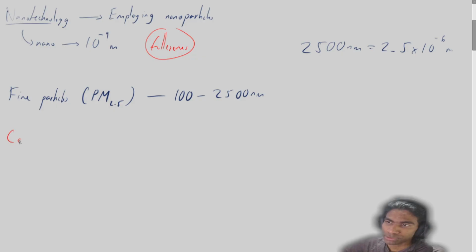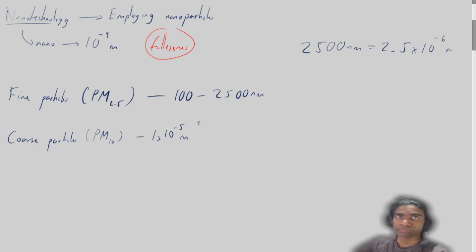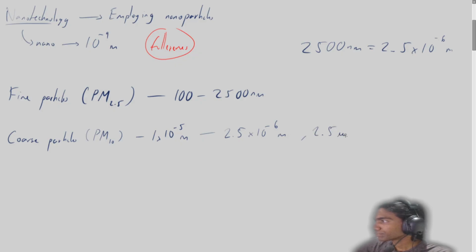And then you could also have coarse particles. And coarse particles are classified as PM10. Okay, and these would have diameters that are between 2.5 times 10 to the minus 6 meters, so that's 2.5 micrometers, and 1 times 10 to the power of minus 5 meters, and it varies, I suppose, to a larger number. Okay, and the more common name for coarse particles as well is dust.